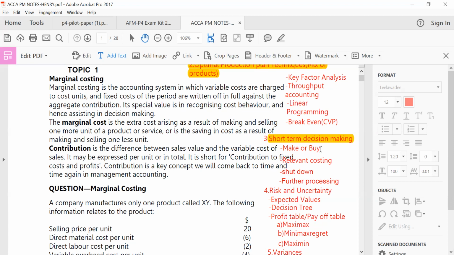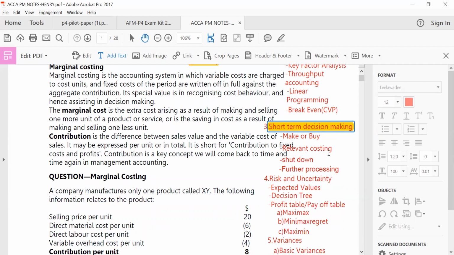So sometimes you can decide to make the product instead of buying it. Sometimes it makes sense to buy the product rather than making it. If you do not have time, your customers are on you. Why do you have to go and waste time to make the product? You can just buy, then quickly give it to them. As a result, the time factor tends to influence the decision at hand. So that is what we call short-term decision making. We have relevant costing also in there.